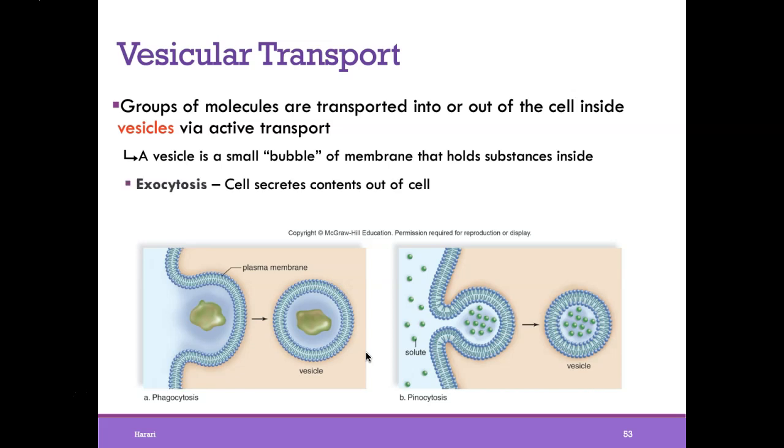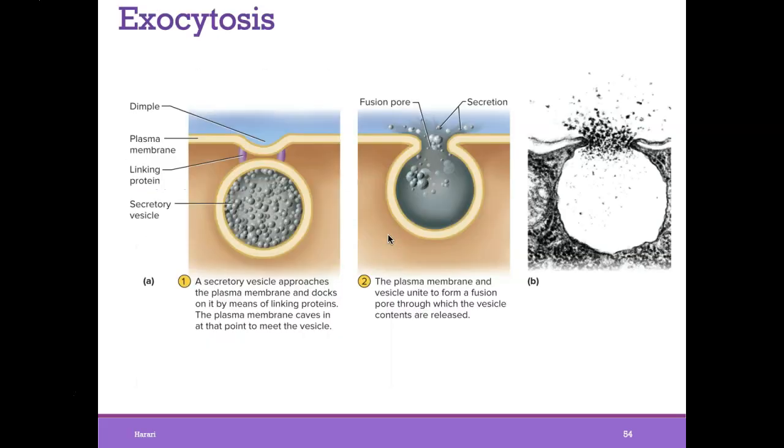In exocytosis, cells secrete contents out of the cell. So they release materials in exocytosis. In endocytosis, cells engulf substances and internalize them in the cell. So exo means out, endo means in. We'll talk about exocytosis first. Exocytosis is the process of releasing molecules. So a vesicle from the inside of the cell that has a bunch of stuff inside comes to the outside of the cell and fuses with the membrane, and then all the stuff can be secreted to the outside.